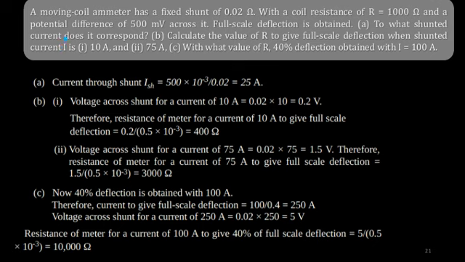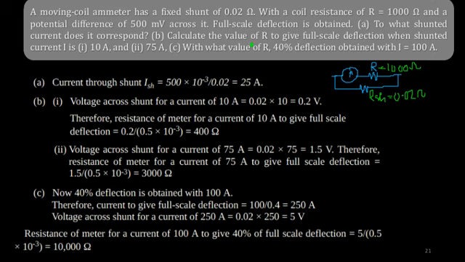Now this is another example. A moving coil ammeter has a fixed shunt of 0.02 ohm, a coil resistance of 1000 ohm, and has a potential difference of 500 millivolt across it. So first we will just draw that figure. So we have a meter, this is Rm, this is the shunt resistance. Now your Rm is given as 1000 ohms and your RSH is fixed and the value is 0.02 ohms.